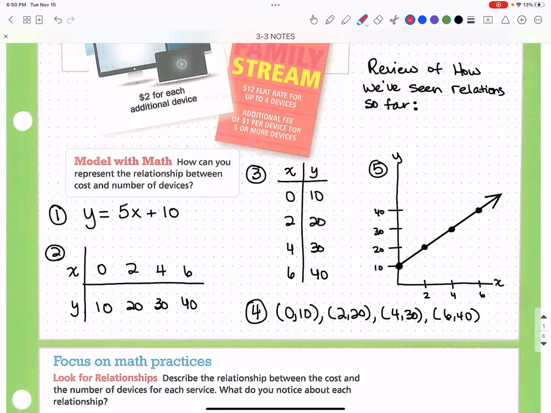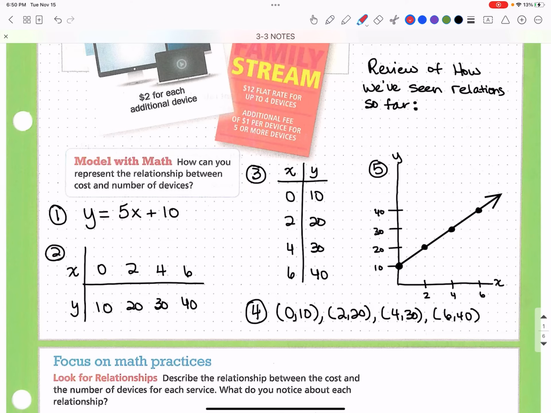And remember, a relation is a set of ordered pairs, and then we can determine from that set of ordered pairs whether or not they're a function based on looking for any repeating x's, and we can also determine whether or not these relations are linear or not. And we can decide whether they're linear or not by looking to see if there is a constant rate of change, the change in y over the change in x.